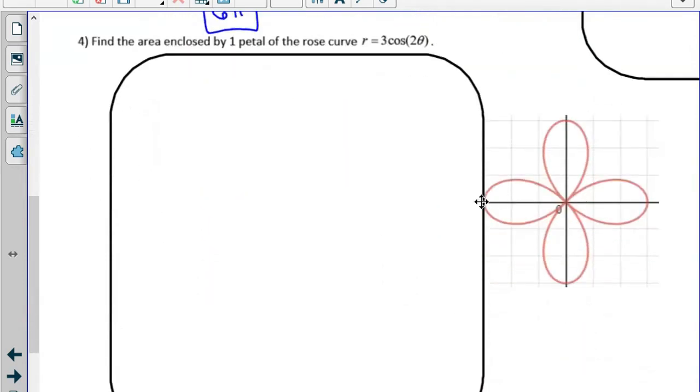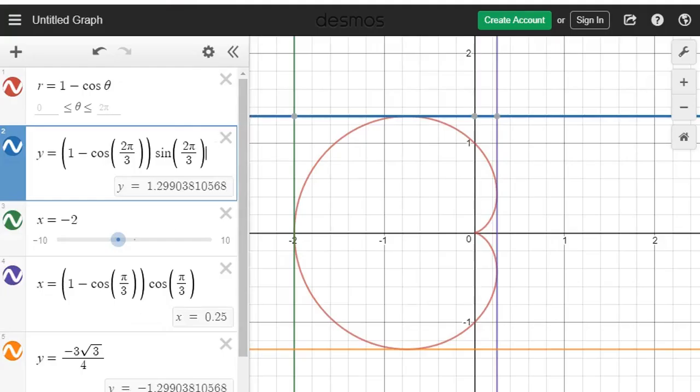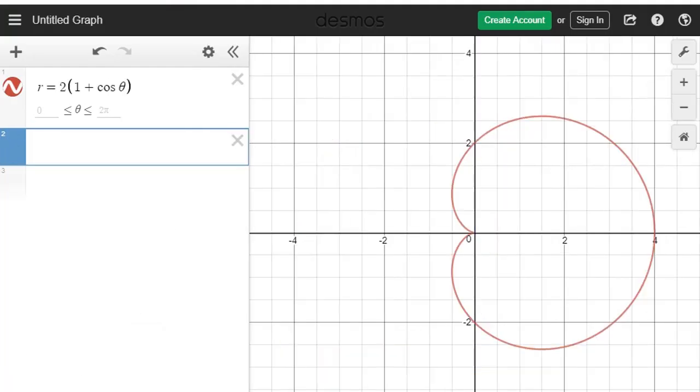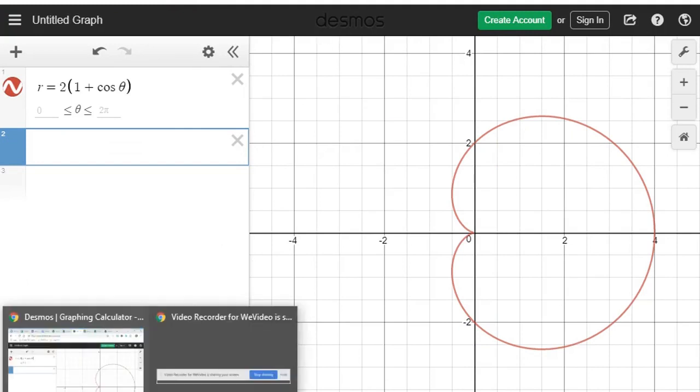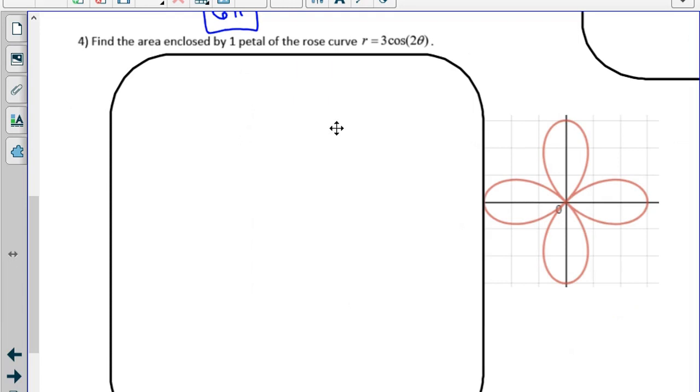Find the area enclosed by one petal of the rose curve here. Well, actually, I should probably go back to this. I actually really didn't need to do that at all, because there was nothing all that exciting about that problem. Okay, problem 4. Find the area enclosed by one petal of the rose curve.